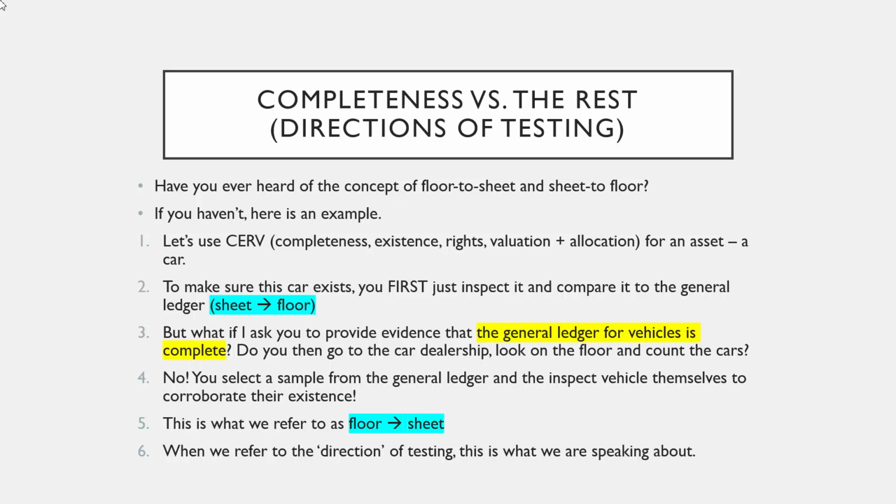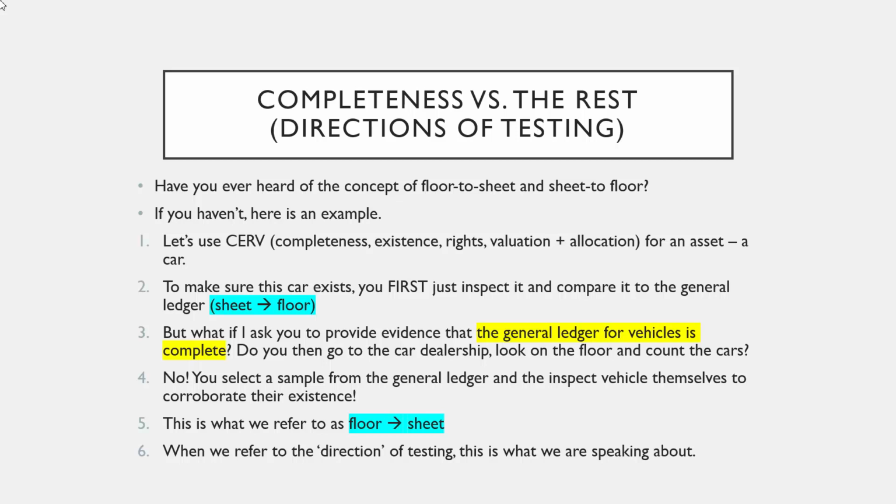But what if I asked you to provide evidence, and this is both a test of control and a substantive test kind of thing, the direction of testing. But what would you do if I asked you to provide evidence that the general ledger for vehicles is complete? Do you go from the general ledger to the general ledger? Because how do you make sure that something's complete? This is when the direction of testing changes. If I asked you to make sure a vehicle general ledger is complete, you go to a car dealership, pick a sample of cars, and trace those cars back to the general ledger. And this is what is known as the floor to sheet.